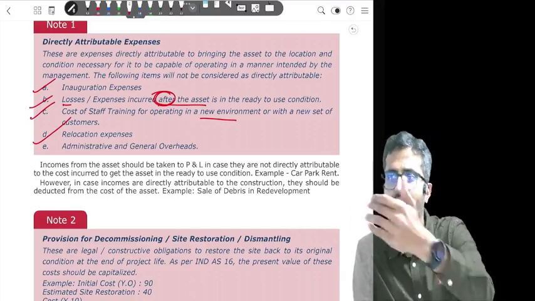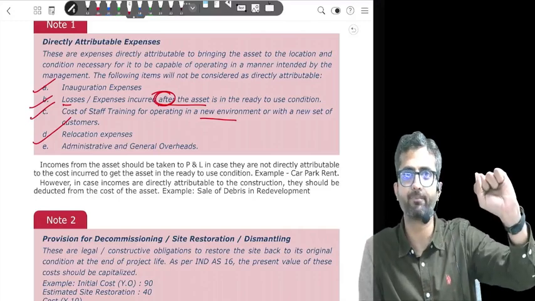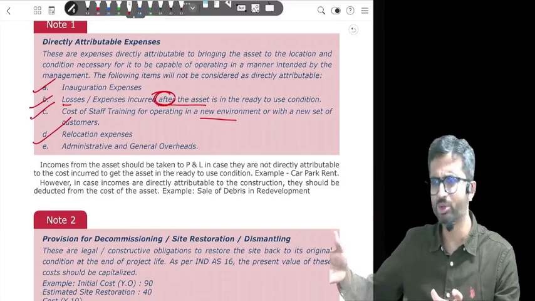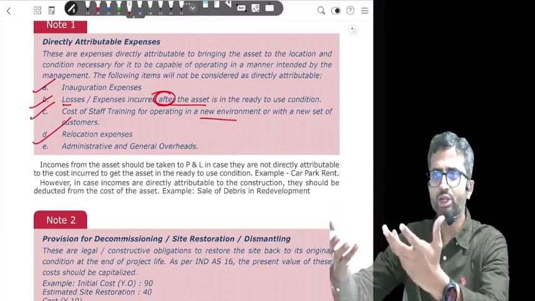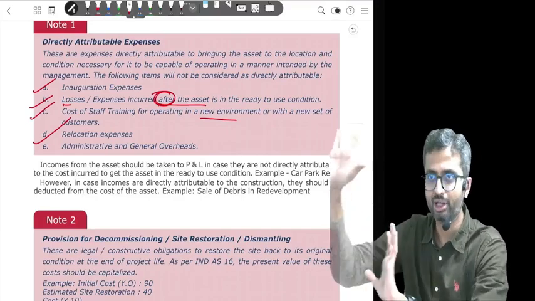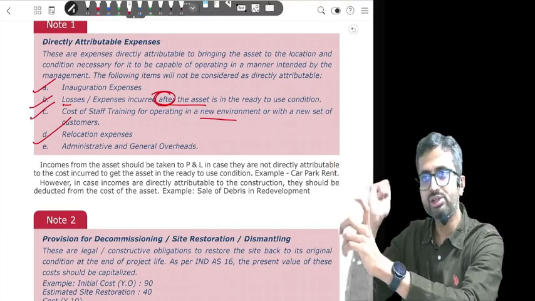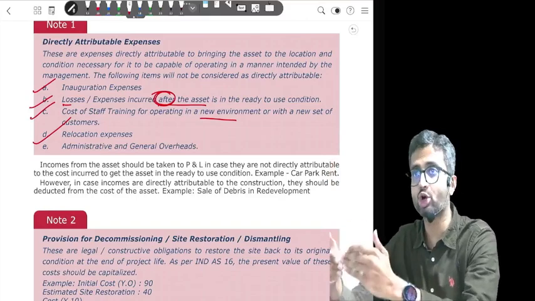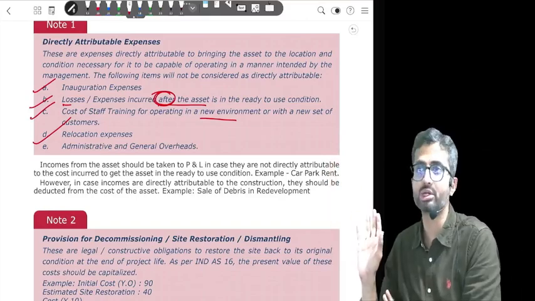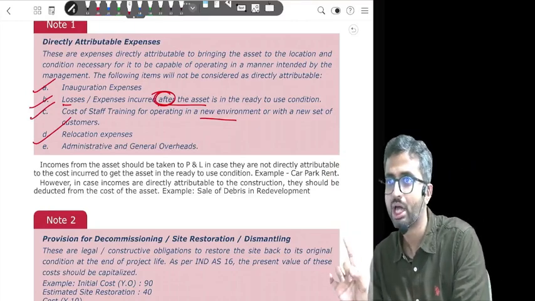So for example, if I were to link this, let's say you have redevelopment projects, have you heard? So you are demolishing the existing building and you are creating a new building, right? So if you are demolishing the existing building, that demolition cost is necessary to construct the new building. It will be capitalized along with the cost of the new building, the demolition cost.